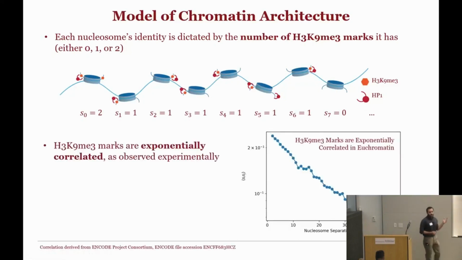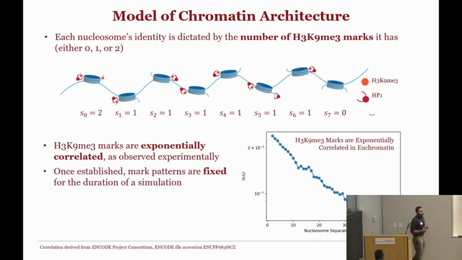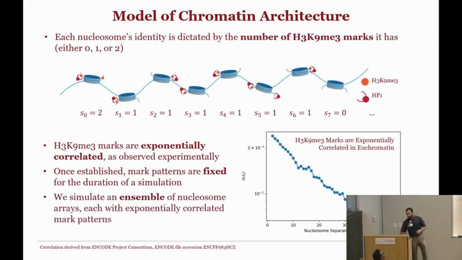So based on our analysis of ChIP-seq data, we've determined that the pattern of H3K9Me3 marks in euchromatic regions tend to be exponentially correlated. So where you see an H3K9Me3 mark at one site, you're more likely to see a mark at a neighboring site. So we sample from these exponential distributions to create synthetic patterns of epigenetic marks, and we fix these marks for the duration of our simulation. And using the sampling approach, we can create ensembles of epigenetic marks to see how the amount of the mark in the nuclear environment affects chromatin structure.